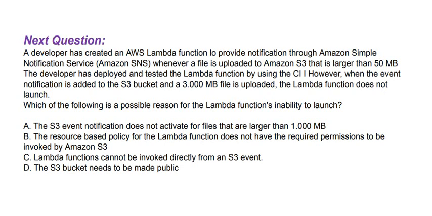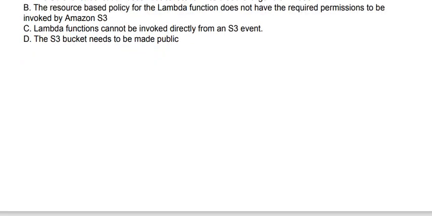Which of the following is a possible reason for the Lambda function's inability to launch? Option A. The S3 event notification does not activate for files that are larger than 1 MB. Option B. The resource-based policy for the Lambda function does not have the required permissions to be invoked by Amazon S3. Option C. The Lambda functions cannot be invoked directly from an S3 event. And option D. The S3 bucket needs to be made public. The correct answer is option B.